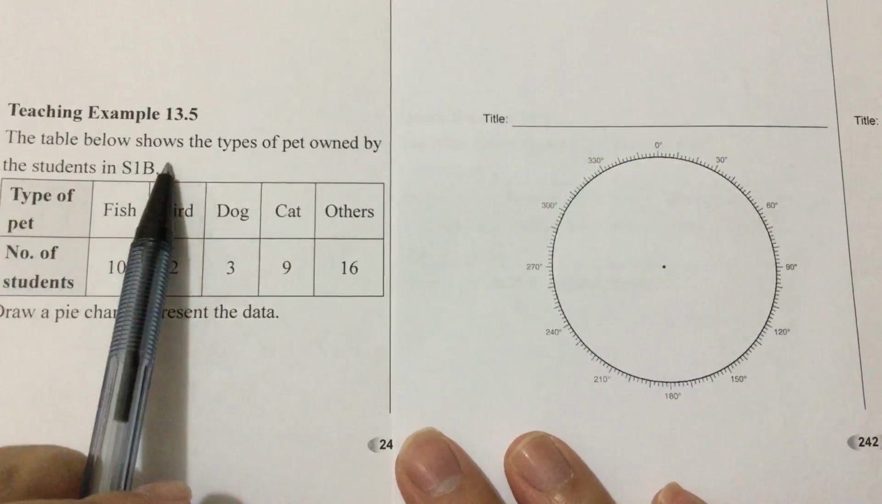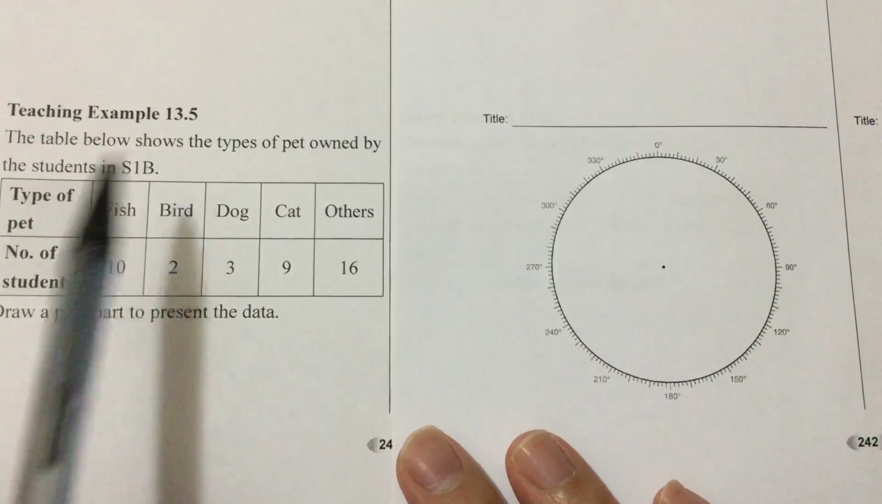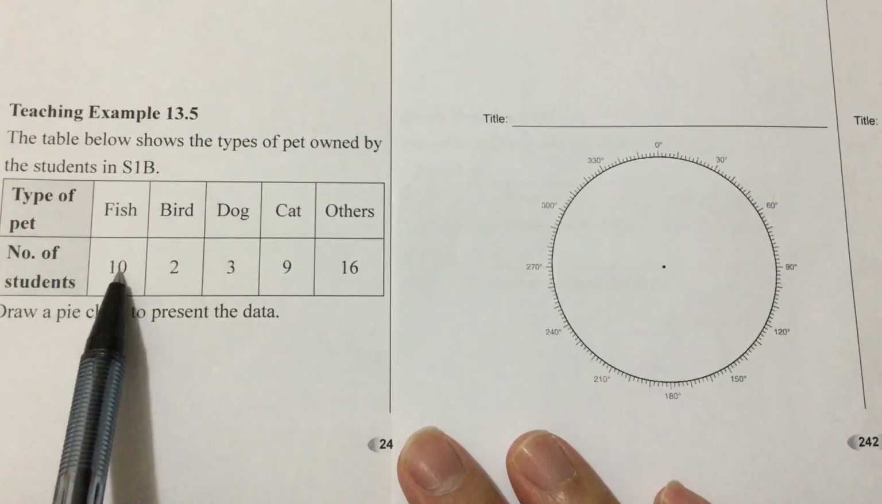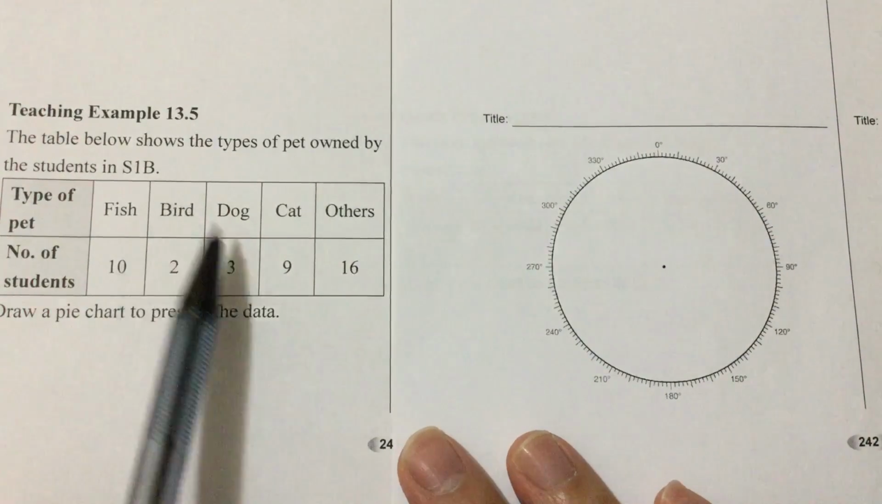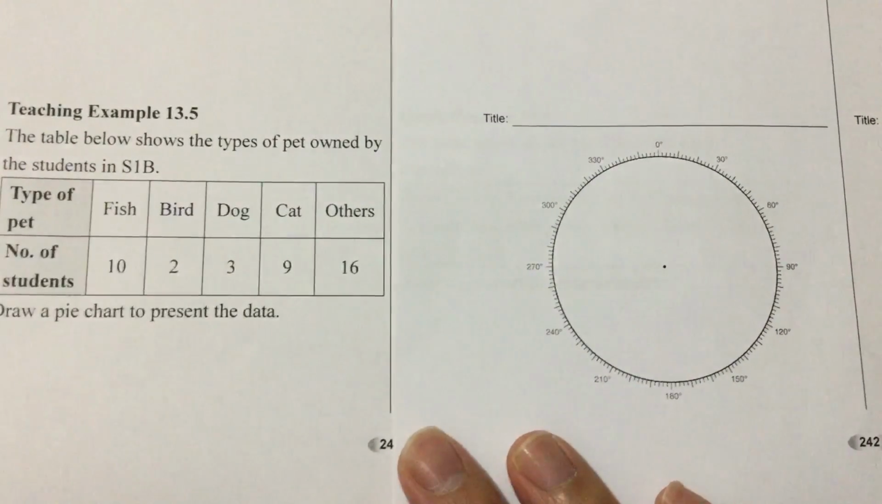The table below shows the types of pets owned by the students in S1B, 1B class, and you will see the number of students: 10 for fish, 2 for bird, 3 for dog, 9 for cat, and 16 for others. So draw a pie chart to present the data.